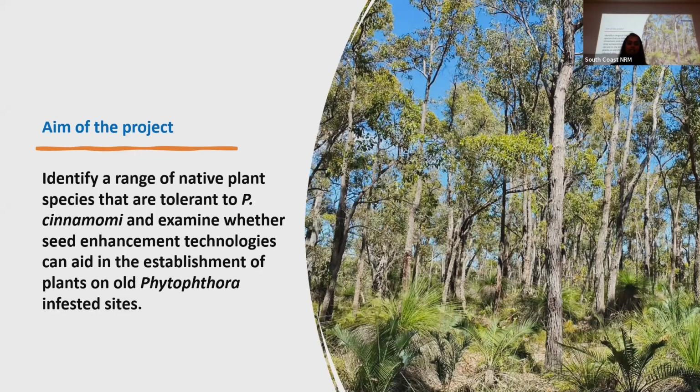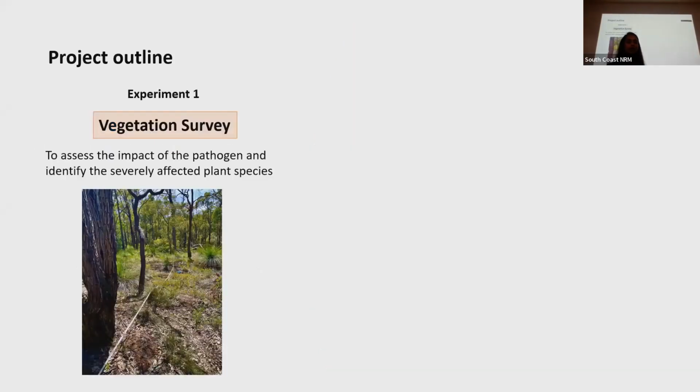Basically, the aim of this project is to identify a range of native plant species that can survive with Phytophthora, then examine whether seed enhancement technologies can help to establish seedlings in infested areas. So this project is carried out in 5 reserves located in Shire of Manjimup, the Jarrah forest.